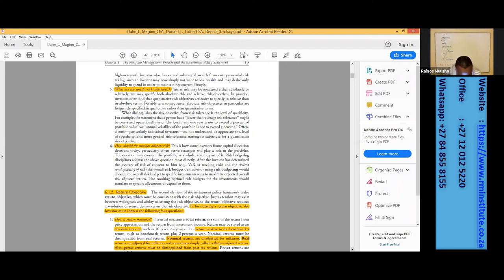So is there any question when it comes to the risk objectives before we go on to the return objectives?